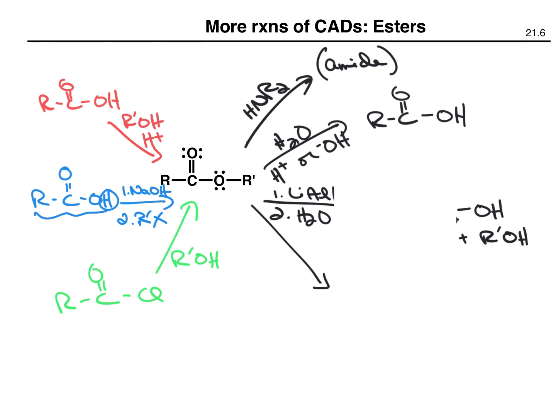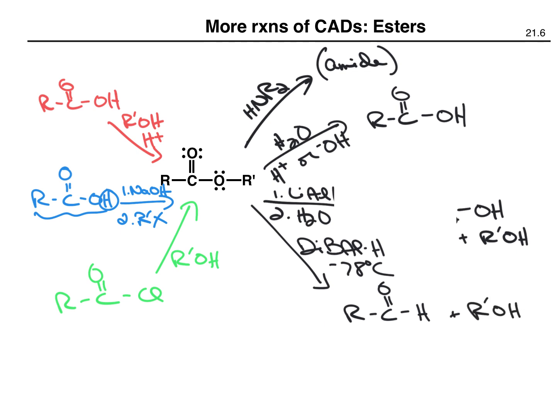They can be reduced using diisobutyl aluminum hydride, and this is usually carried out at -78 degrees, and this one will stop at the aldehyde and does not get reduced all the way down to the alcohol. So you will get an alcohol corresponding to this side, but this is reduced to an aldehyde and then it stops there. And finally, one other reaction we've seen is treatment with a Grignard reagent.